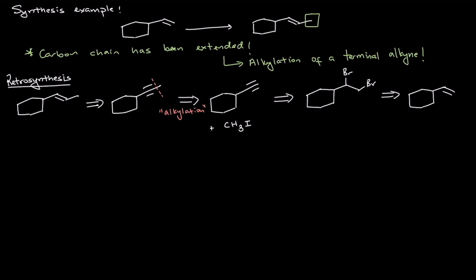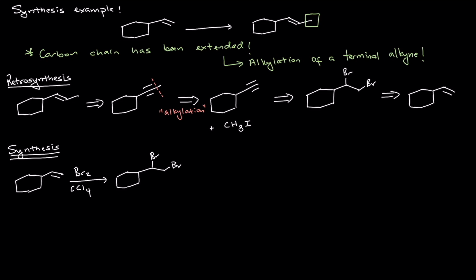Okay, so in your retrosynthesis, you're going backwards, right? You're trying to figure out a way to get back to your reactant from your product. But once you do that, you can then propose a forward synthesis. So in your forward synthesis, you start with that alkene, and then to form the vicinal dihalide, you simply react that alkene with bromine in the presence of a non-nucleophilic solvent. Okay, so you get your vicinal dihalide.